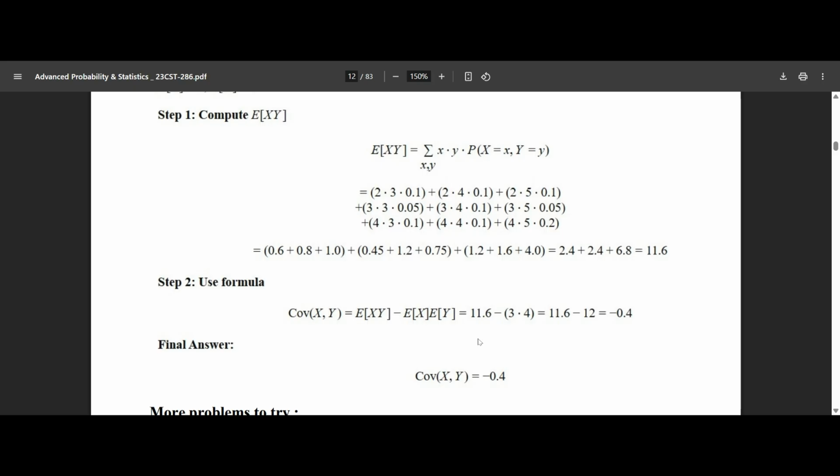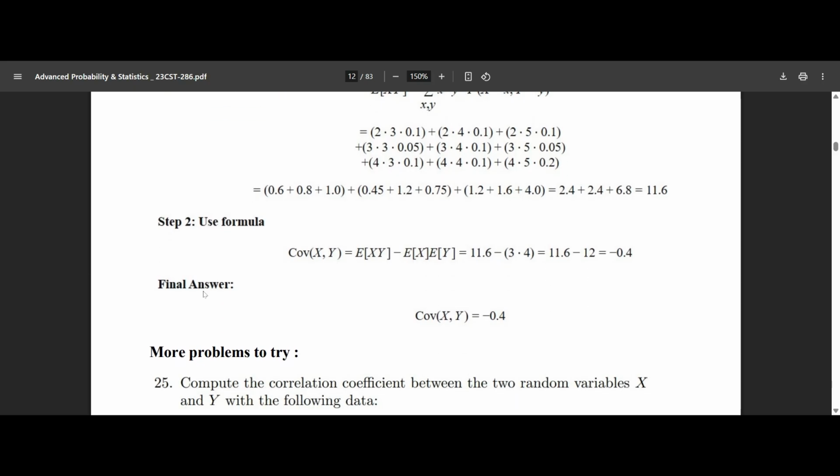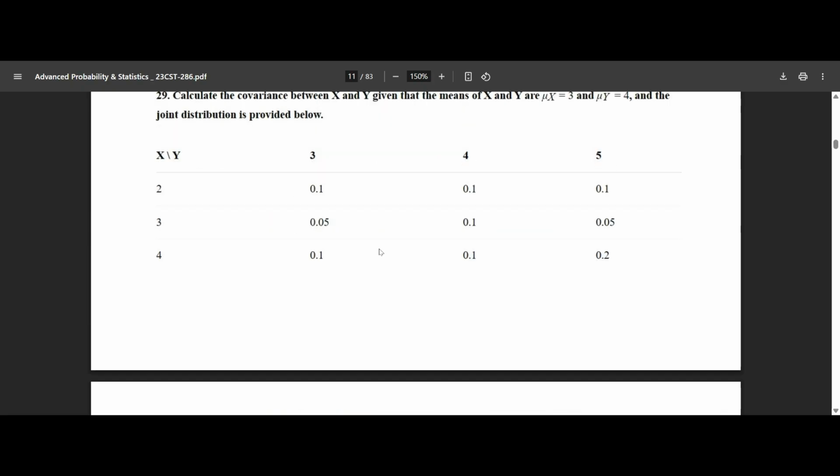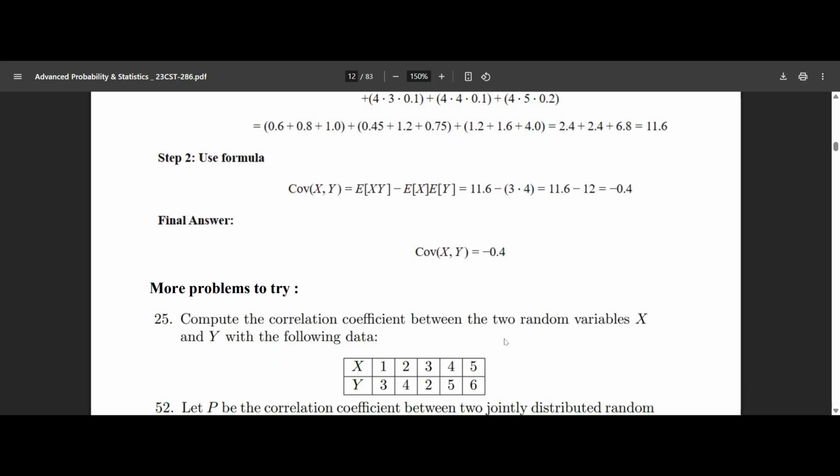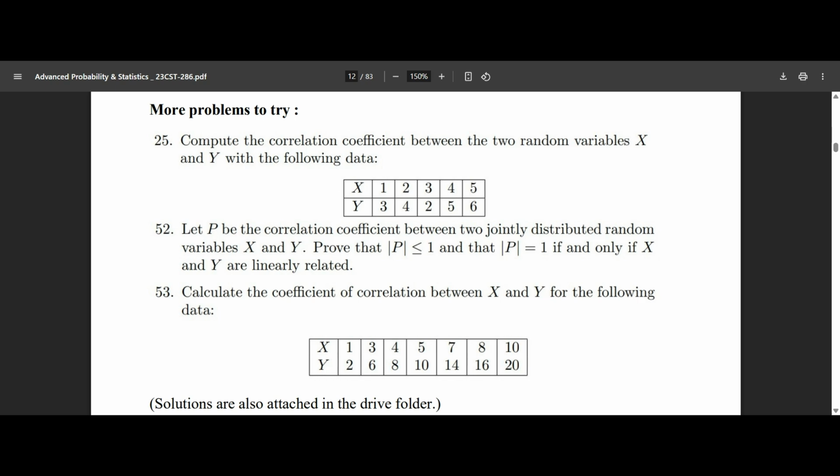Formula we take and we finally find the expressions as well. So it is minus 0.4. So the final answer is, for the entire distribution, the final covariance is minus 0.4.